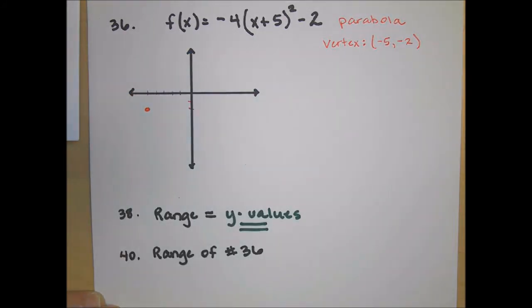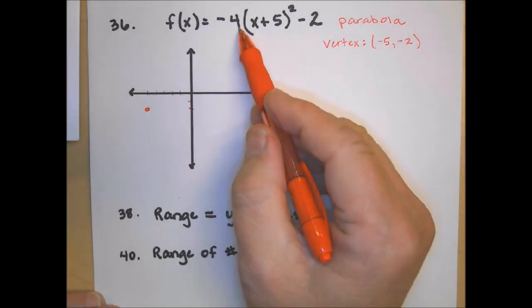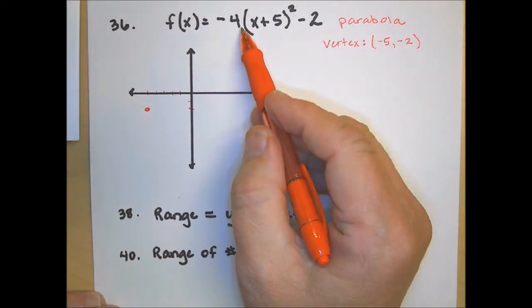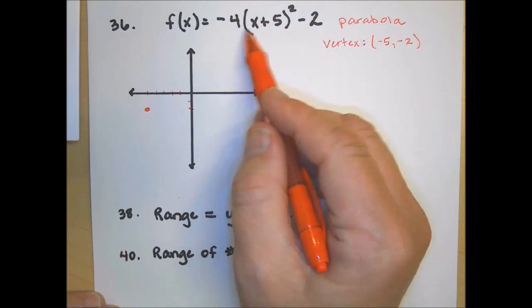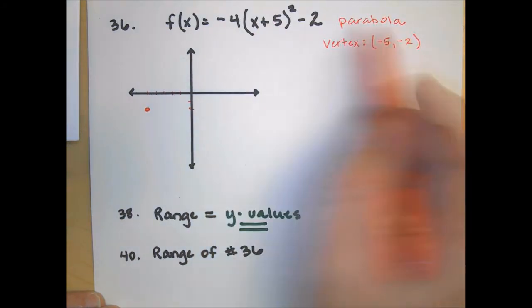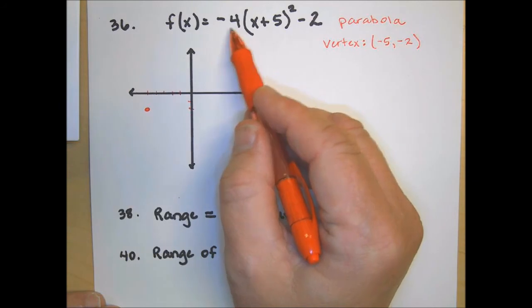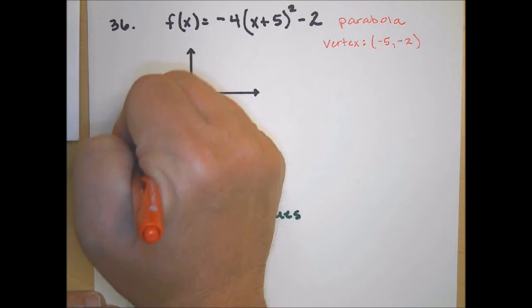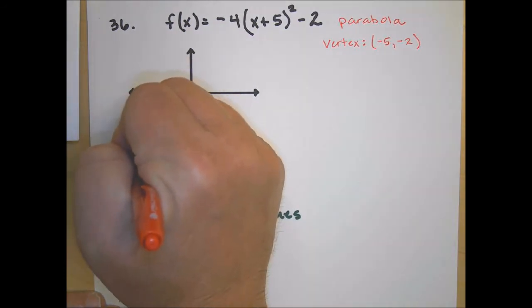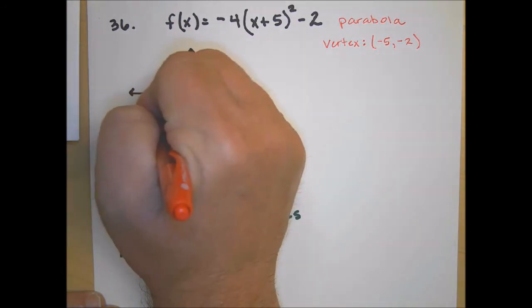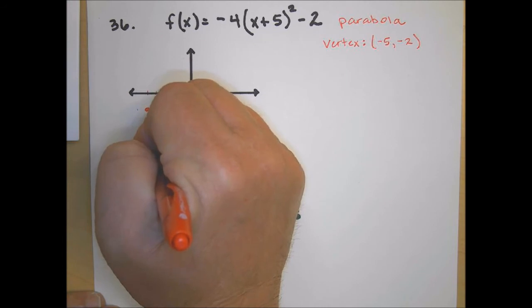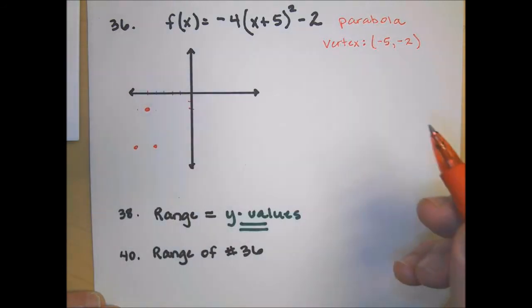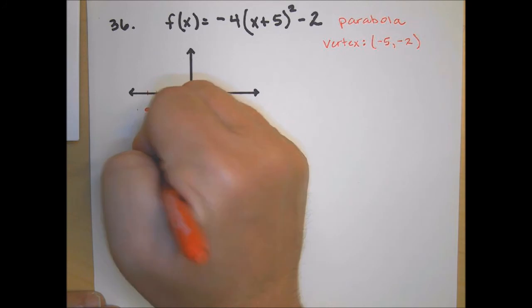Now, the -4 is the initial rate of change. -4, it's not a slope because a parabola is a curve. But to find the next 2 points, we could just go over 1 and down 4, which would put us about right there. Okay. And now, let's make a parabola out of this.